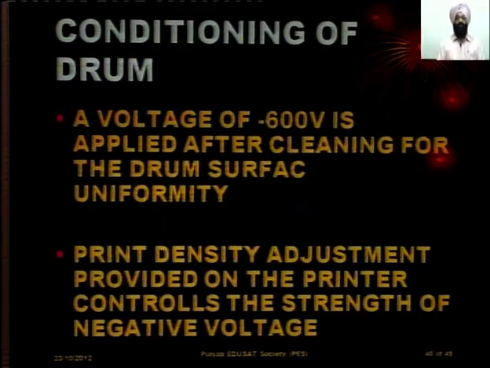Conditioning of the drum: a voltage of minus 600 volts is applied after cleaning for drum surface uniformity, and the print density adjustment provided on the printer controls the strength of the negative voltage. After cleaning, the conditioning of the drum is done by applying a voltage of minus 600 volts.